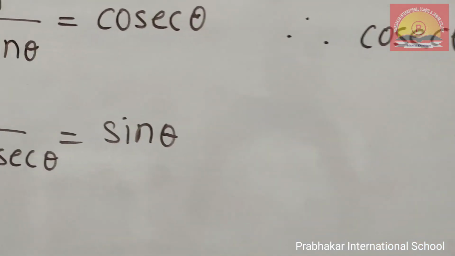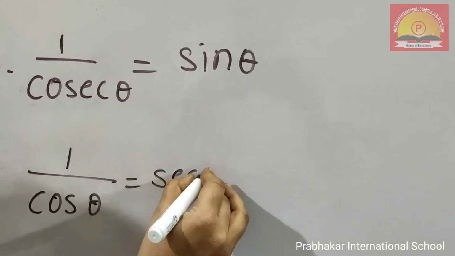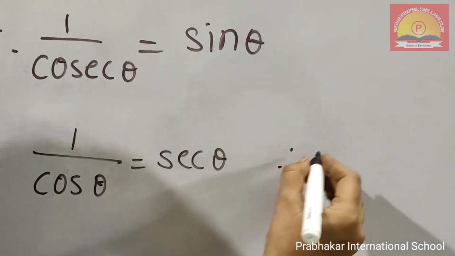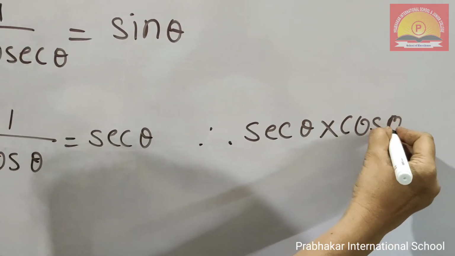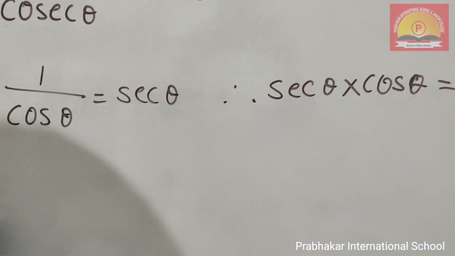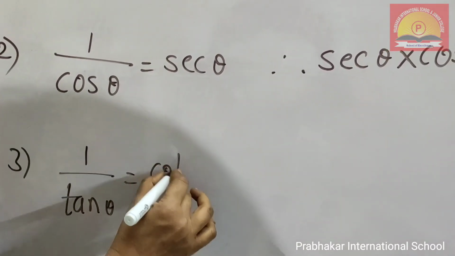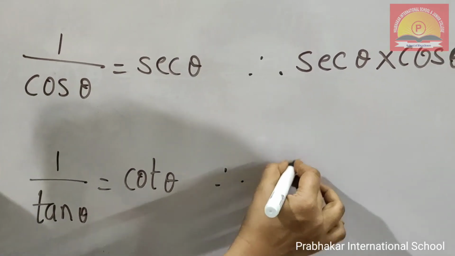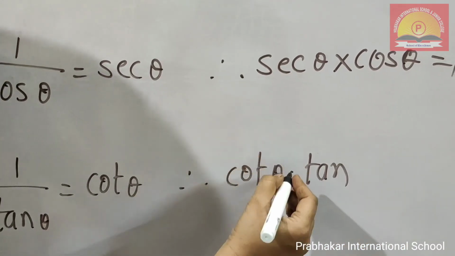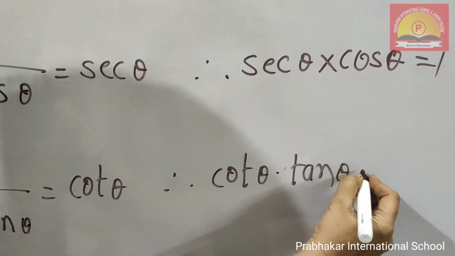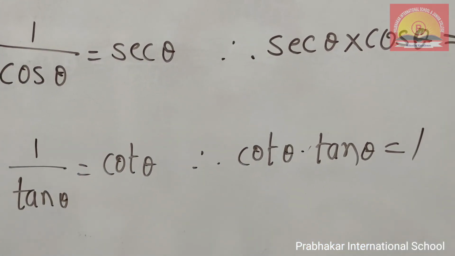Second, 1 upon cos theta is equal to sec theta. So therefore sec theta into cos theta is equal to 1. 1 upon tan theta is equal to cot theta. Therefore cot theta into tan theta, you can give a dot also, or you can write a multiplication sign also. So cot theta into tan theta is equal to 1. So this is the relation between trigonometric ratios.